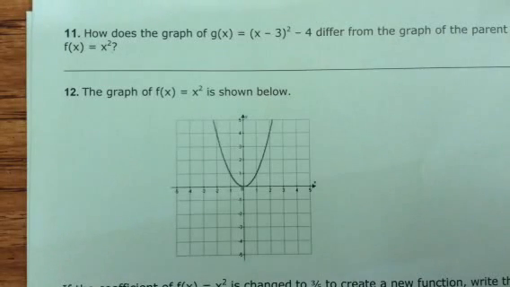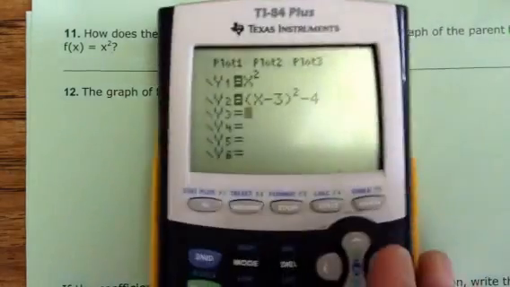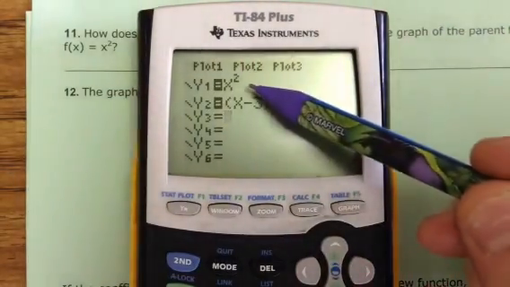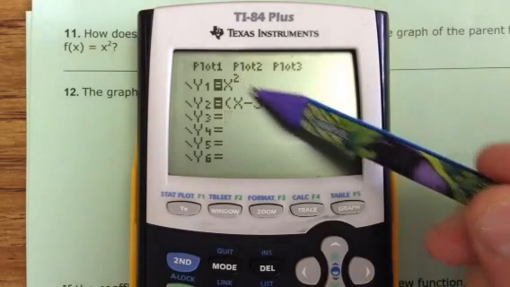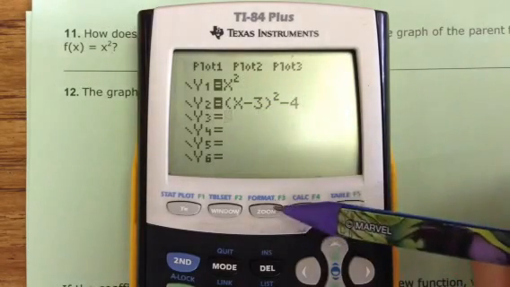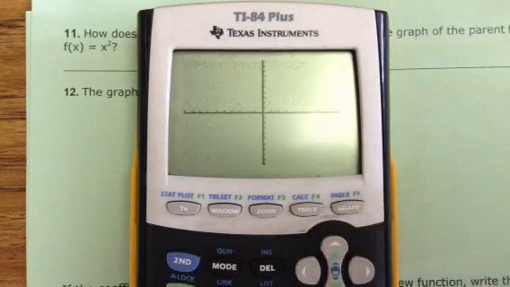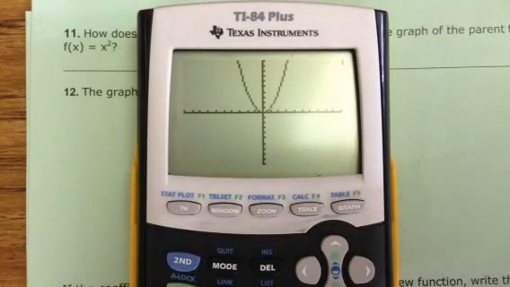Let's continue on. How does the graph of g of x equals quantity x minus 3 squared minus 4 differ from the parent function? All right, I don't know. Let's let the calculator do it. We have the parent listed first. It'll fly in first over here. If your window is all messed up, make sure you do a zoom 6. That's a standard viewing window. And here we go. There's the parent, and there is the offspring.